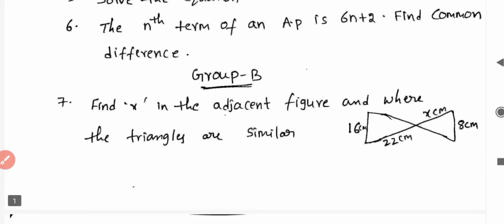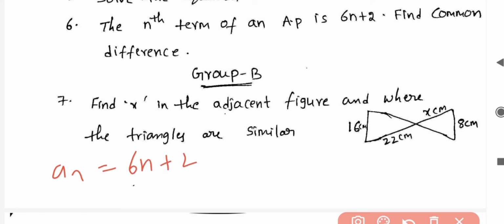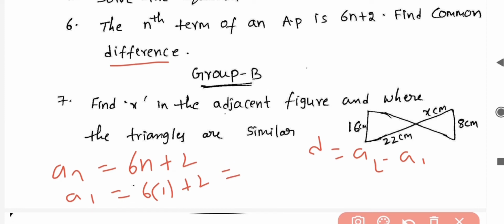The nth term of an AP is 6n plus 2. Find the common difference. Nth term means an. An equals what here? 6n plus 2. So find the common difference. Common difference means a2 minus a1, or a3 minus a2, or a4 minus a3, like that. So first you find a1. 6 into 1 plus 2. So 6 ones are 6 plus 2, 8. Next a2.